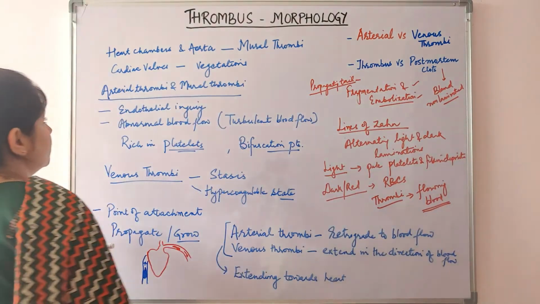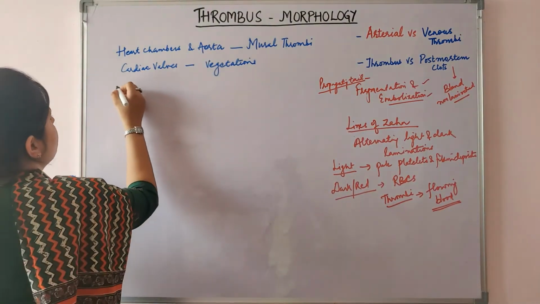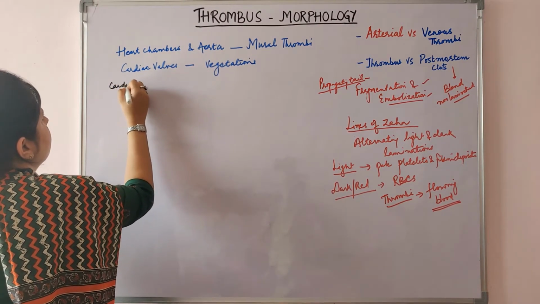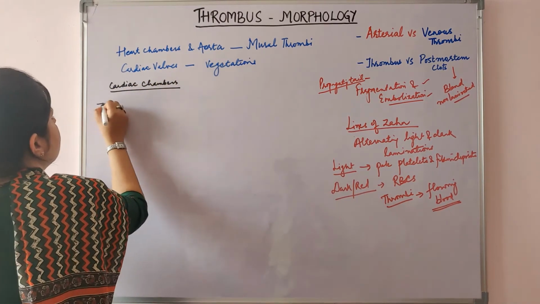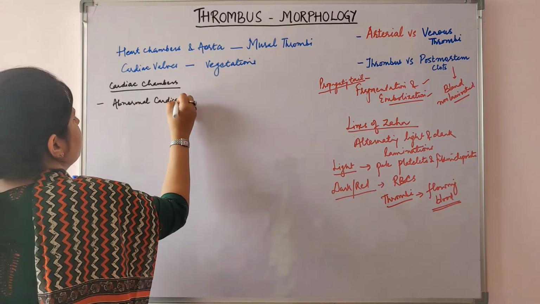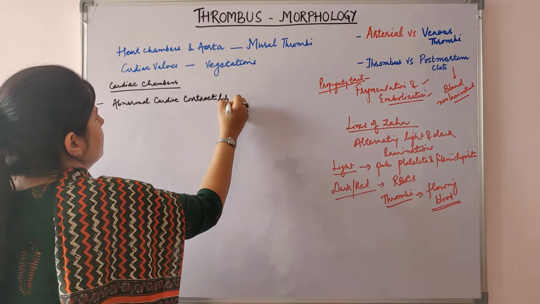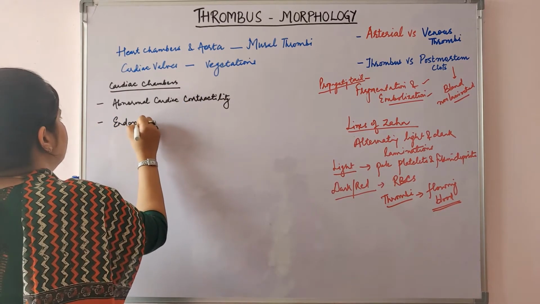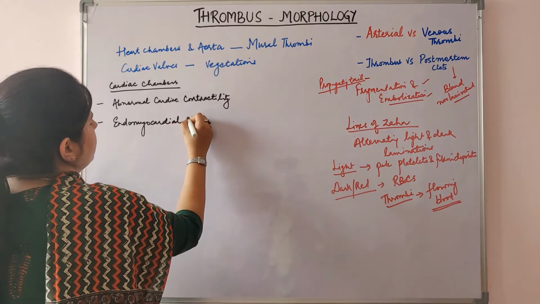Now what are the predisposing factors for mural thrombi? The factors that predispose to mural thrombi in the heart chambers, cardiac chambers, are abnormal cardiac contractility and, second, endomyocardial injury.